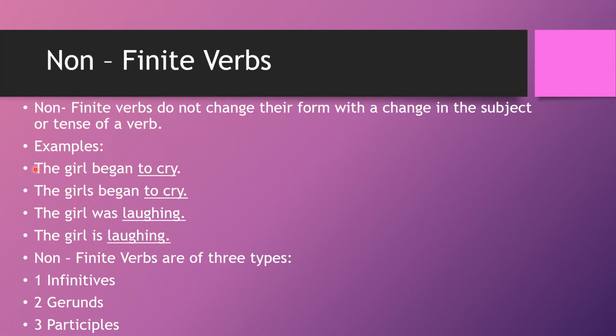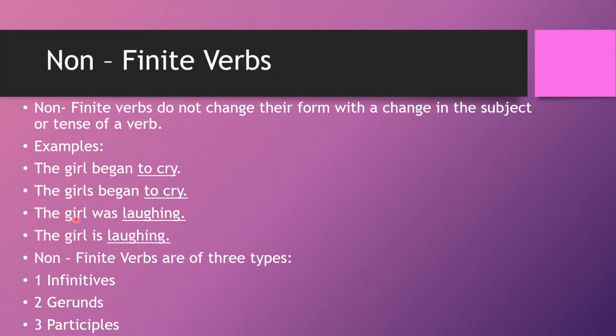Over here in the first example, the subject is singular, the girl, right? In the second example, it is the girls, it is plural. Now this non-finite verb to cry, and over here also to cry, has not changed even though there has been a change in the subject from singular to plural. So the girl began to cry, the girls began to cry. Therefore to cry is a non-finite verb.